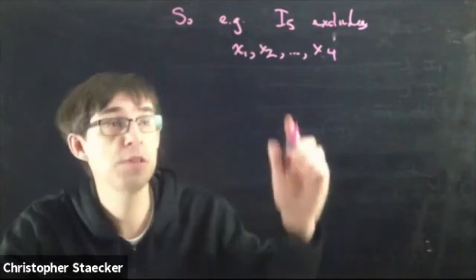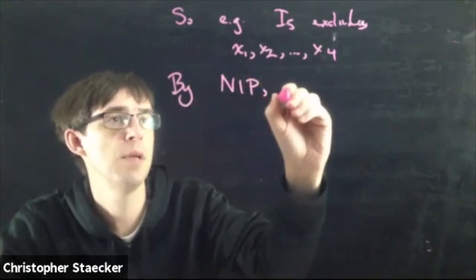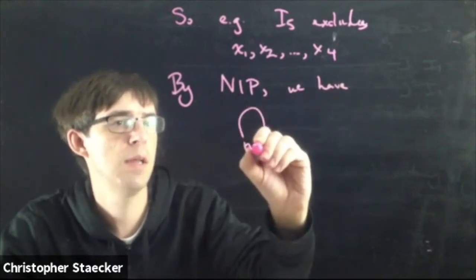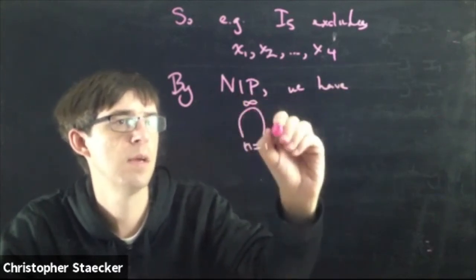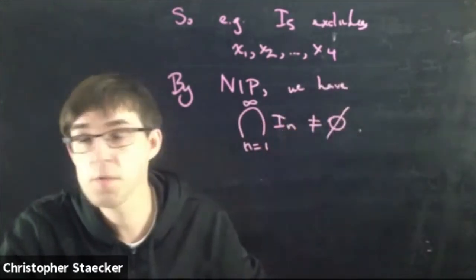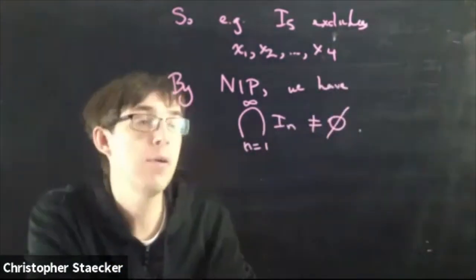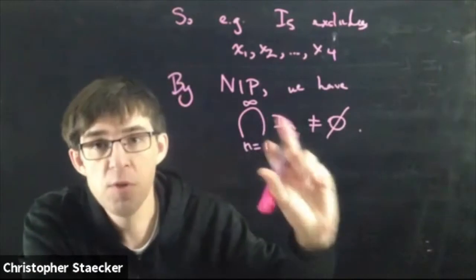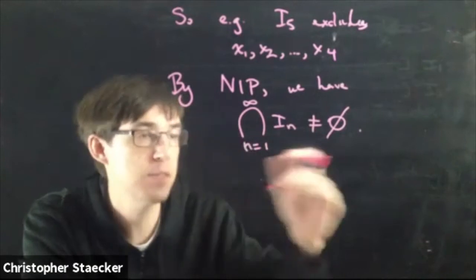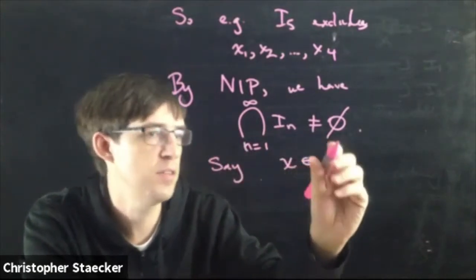Now, by the nested intervals property, the intersection from n equals 1 to infinity of In is not empty. That's what the nested intervals property means. So after you continue chopping this interval down over and over again, you will end up with at least one number in this intersection. So let's just say x is in the intersection.